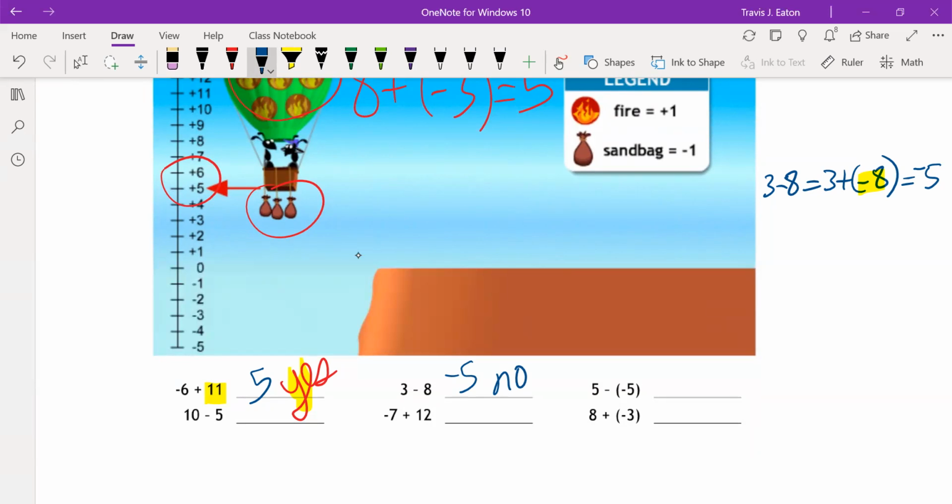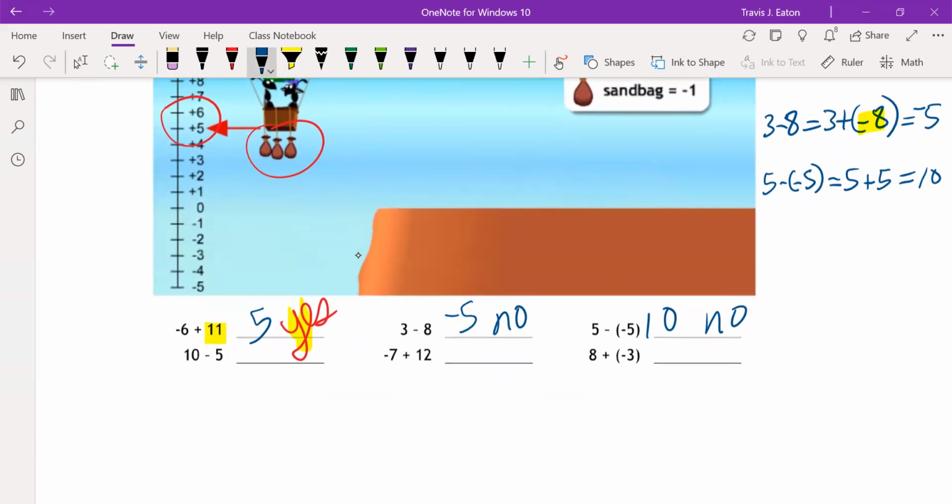Oh, here's the one that I was thinking about before. Okay, 5 minus -5. Let's look at this one. 5 minus -5. You're like, oh, well, that's easy. That's 0. But you better be careful. Remember, 5 minus -5 is adding the opposite. That becomes 5 plus the opposite of -5, which is +5. And 5 plus 5 is 10. That's a no. It does not equal 5. These are supposed to equal 5.